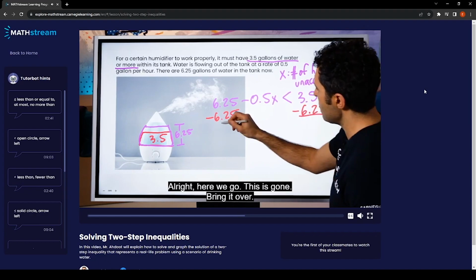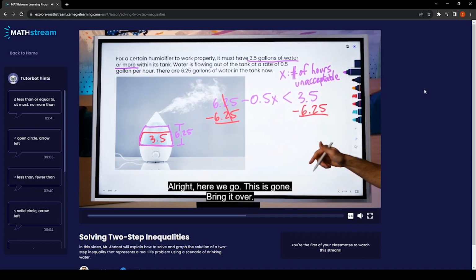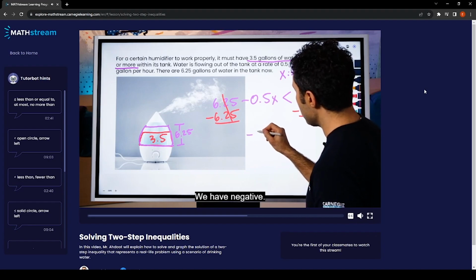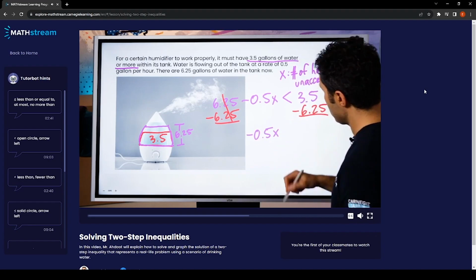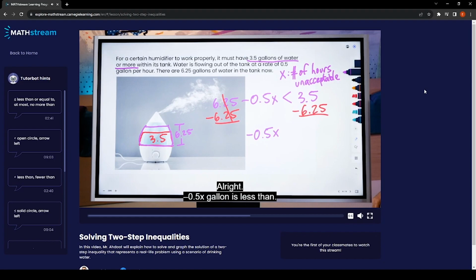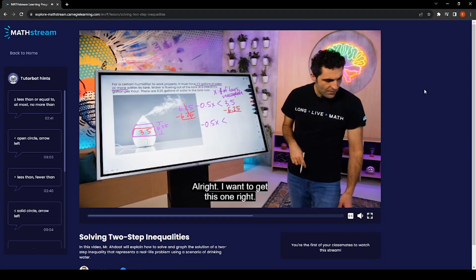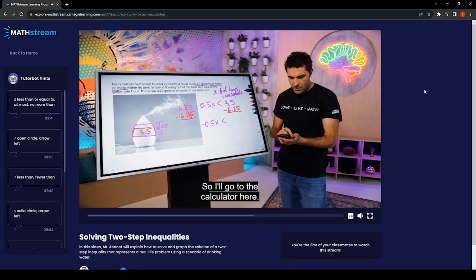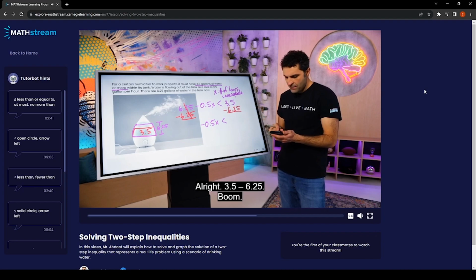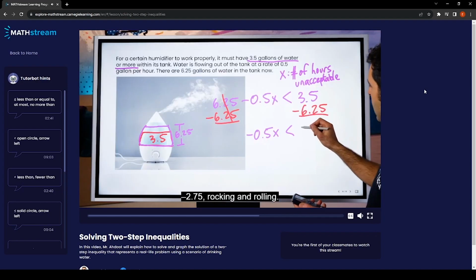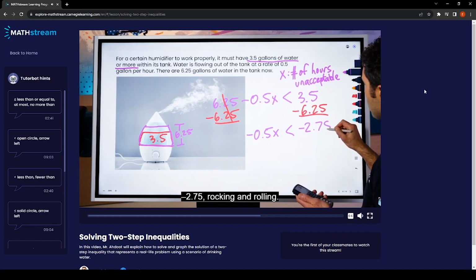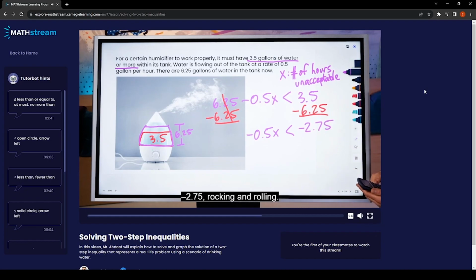Here we go. This is gone. Bring it over. We have negative 5/10 gallon x is less than. I want to get this one right, so I'll go to the calculator here. 3 5/10 minus 6 25/100, boom. Negative 2 75/100.